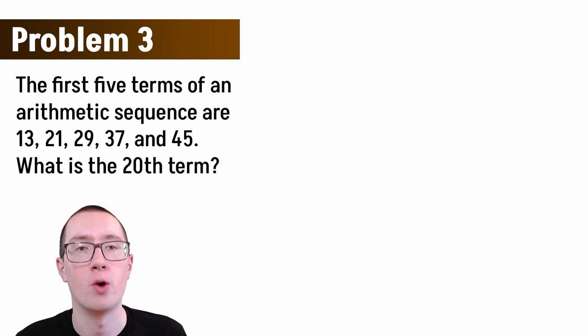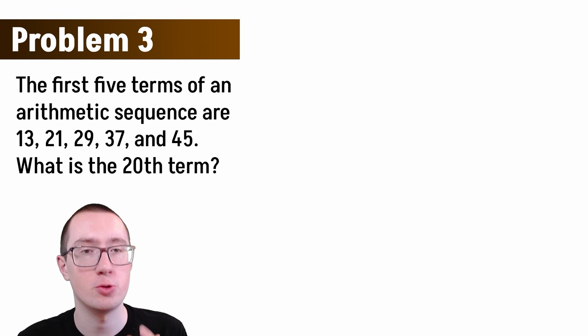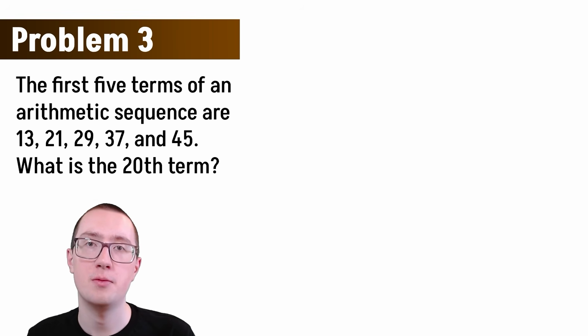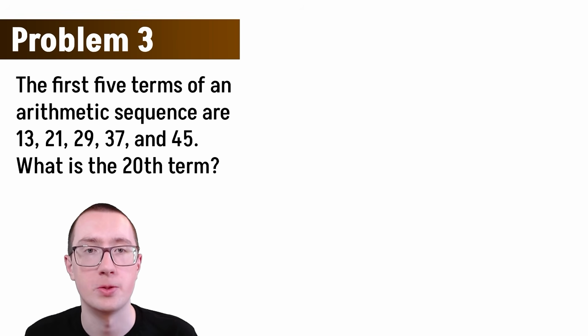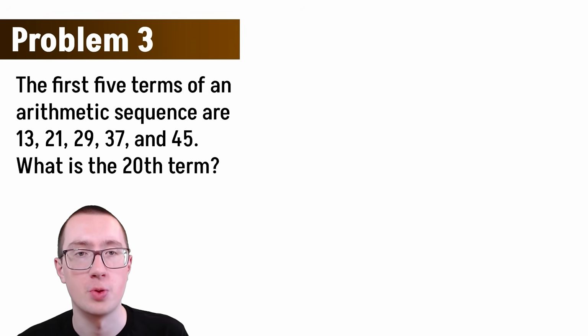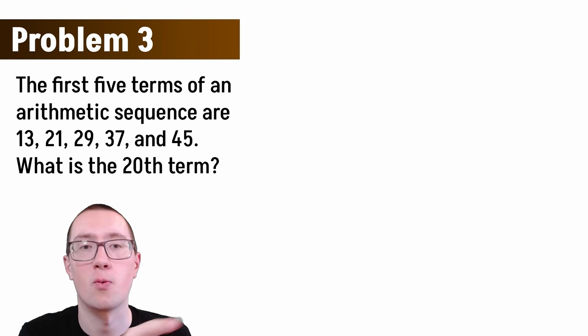And even if you don't know what an arithmetic sequence is, you can still try to figure it out. And you might notice that it adds 8 every time. 13 plus 8 is 21, plus 8 is 29, plus 8 is 37, plus 8 is 45. And even if you didn't know that, you could just do 29 minus 21, for example, that would give you 8, and then just see if that works for every number.